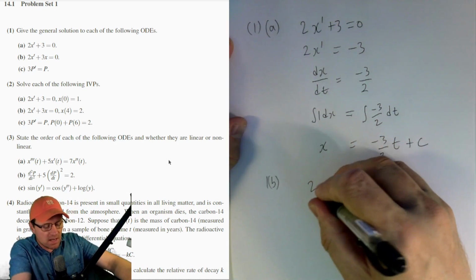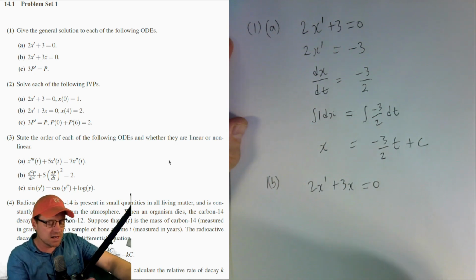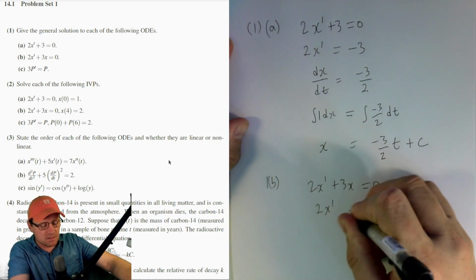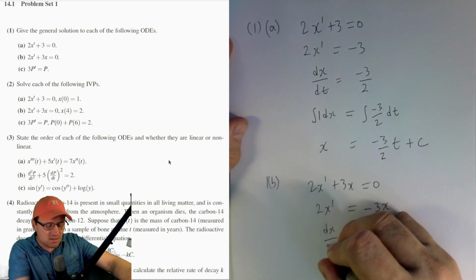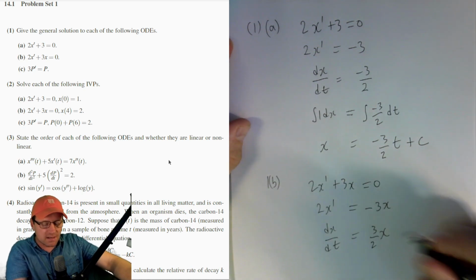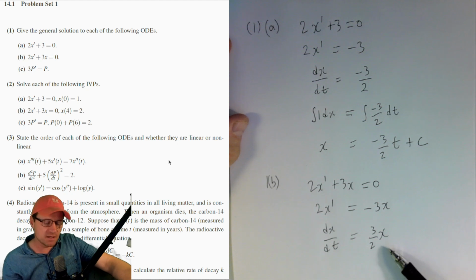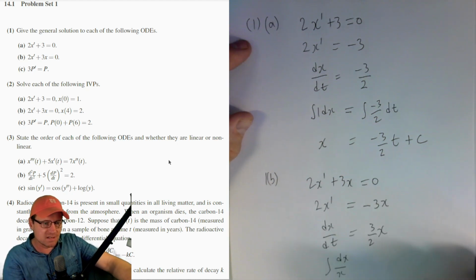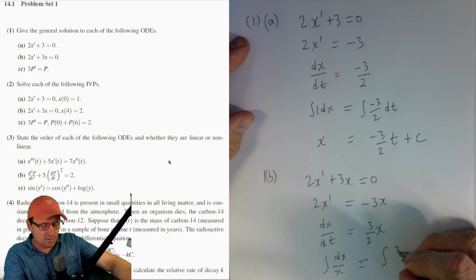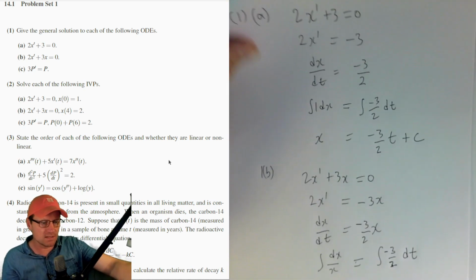Now in question 1b, we have 2x' + 3x = 0. So we take the 3x over to the right-hand side, and we get 2x' = -3x. Let's divide throughout by 2. So we have dx/dt = -3/2 x. This one is separable. It's also linear, but via separable methods, we want to divide by x to put the x with the x and the t with the t. So on the left, we have the integral of 1/x with respect to x, and on the right-hand side, the integral of -3/2 with respect to t. Okay, so let's finish this off.